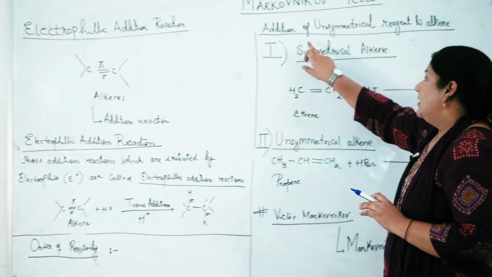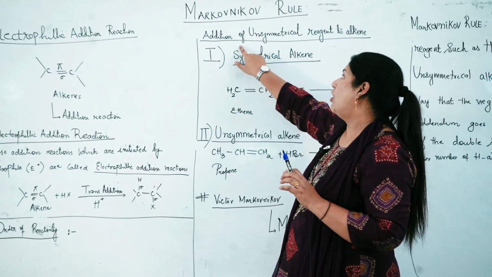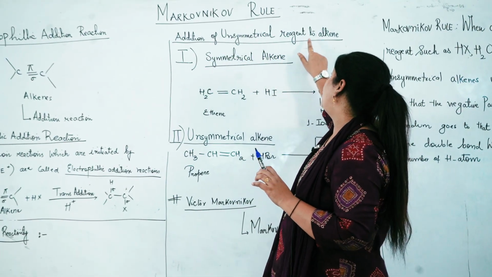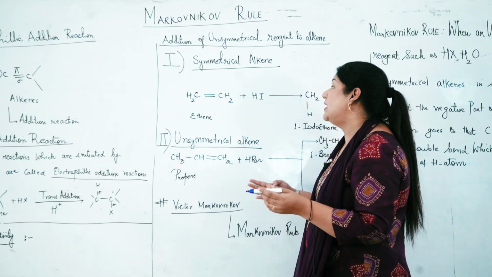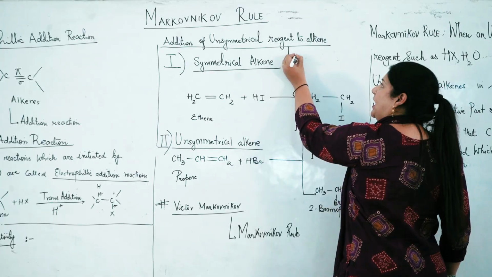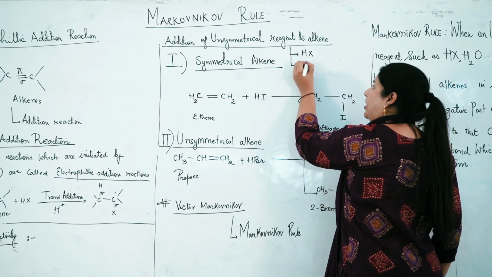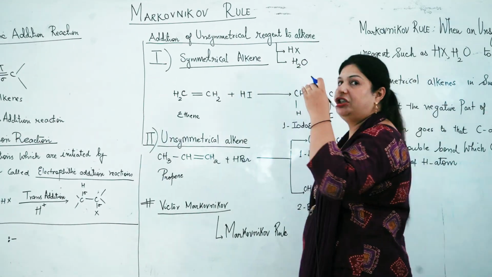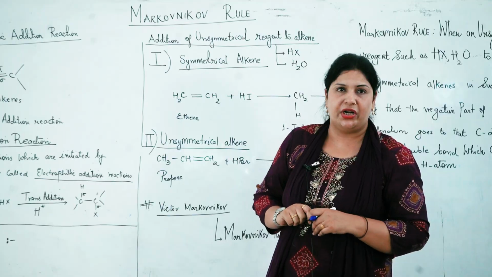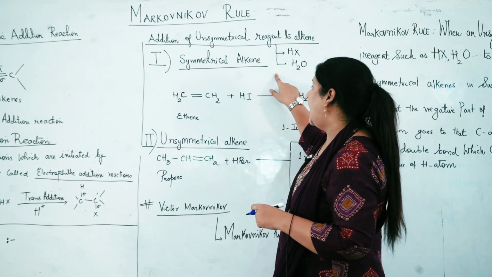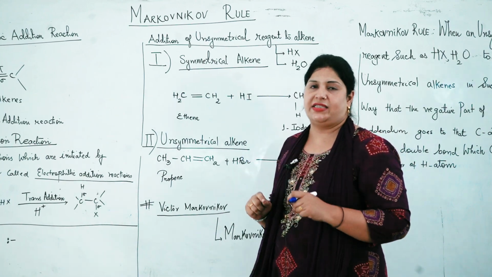Now, second aspect of this topic is addition of unsymmetrical reagent to alkene. Addition of unsymmetrical reagent means unsymmetrical reagent can be any hydrogen halide, unsymmetrical reagent can be water in which the constituent particles, the constituent atoms are different. That is called as unsymmetrical reagent. When we add any unsymmetrical reagent to alkene, there are two cases.